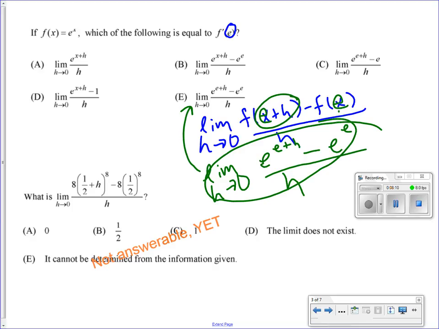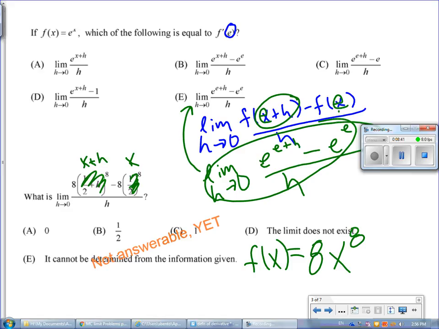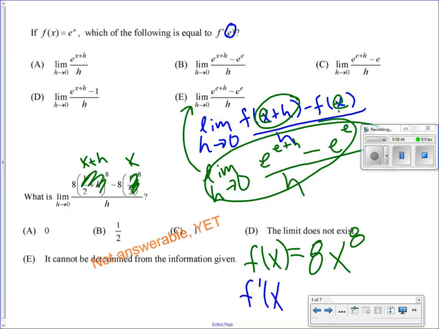What is the limit as h approaches 0 of 8 times (1/2 plus h) to the 8th power minus 8 times (1/2) to the 8th power, over h? So notice this is your f of x plus h minus f of x. If I ignore what's in here, I hope you can see that the function is 8x to the 8th power, and the x value is 1/2. So this question is really saying, what is the derivative of this function at 1/2, when x is 1/2. So I'm actually not even going to write x, I'm going to write 1/2.